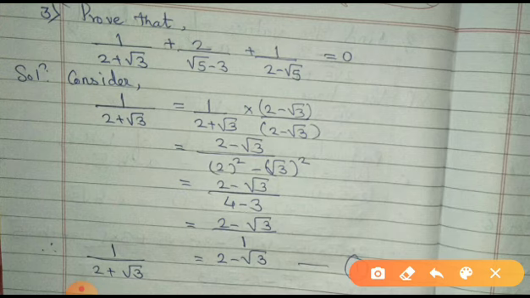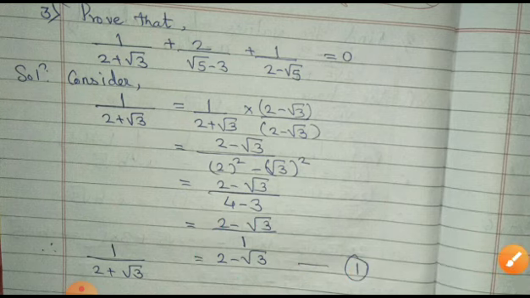Since it is 1 by 2 plus root 3, I have to find the value of that. So what should I do there? I have to rationalize the denominator. So I have to multiply with 2 minus root 3. I have at the left hand side 2 plus root 3, I should multiply with 2 minus root 3. So I'll be getting 1 by 2 plus root 3, the answer I have got after simplification, as 2 minus root 3.